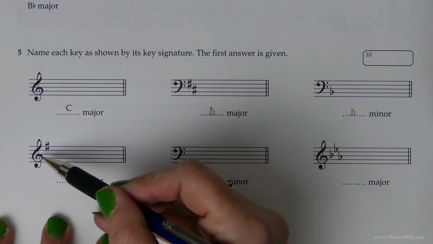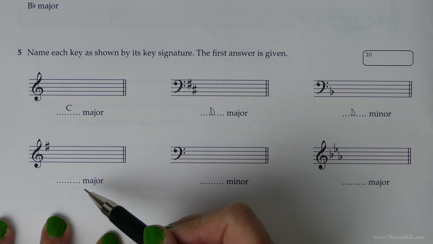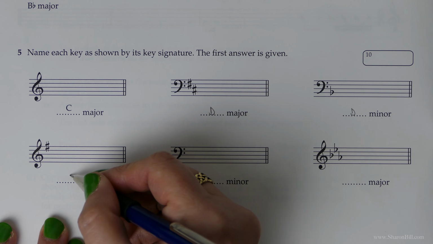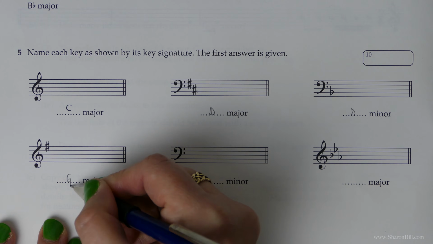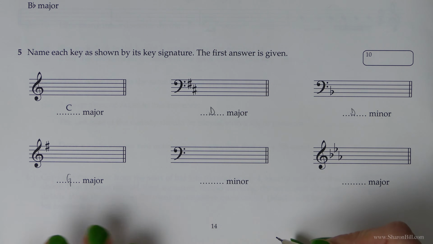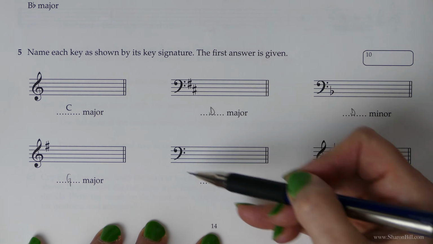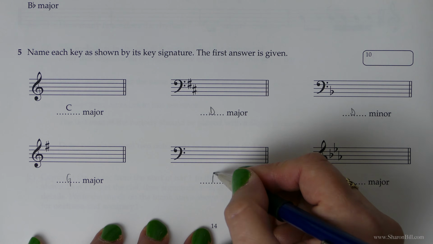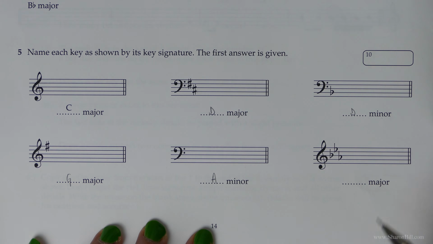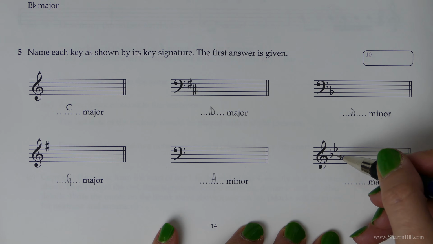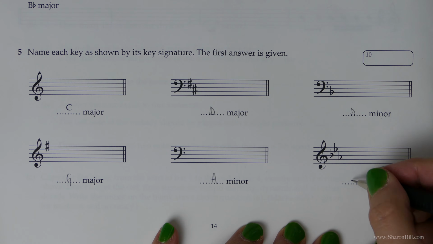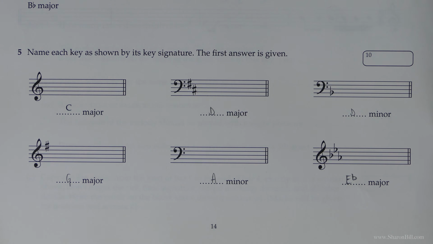So 1 sharp is always F sharp, and that would be G major. Alternatively, it could be E minor, but they've asked us for the major scale. Now we know that no sharps or flats is C major, and the related minor key is A minor. This last one is 3 flats, which is always B flat, E flat and A flat, and that would be E flat major.